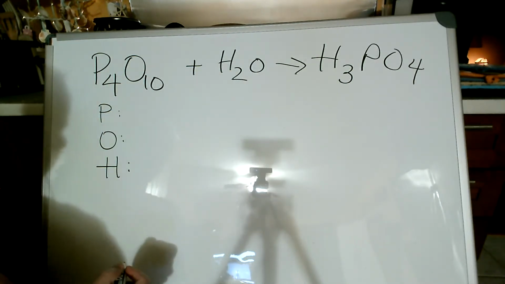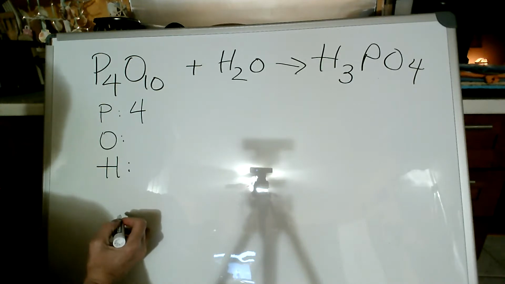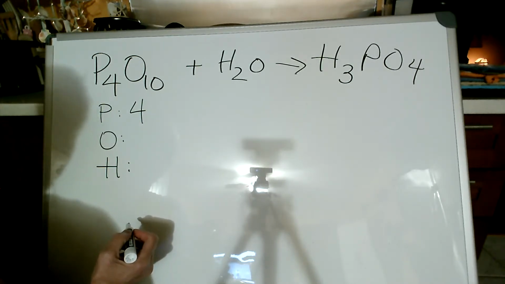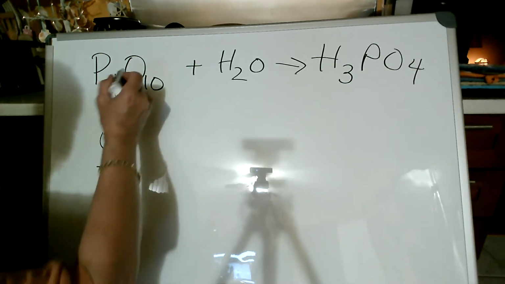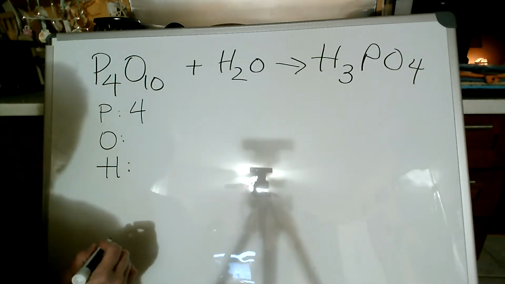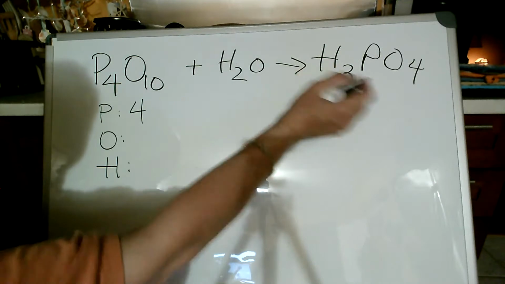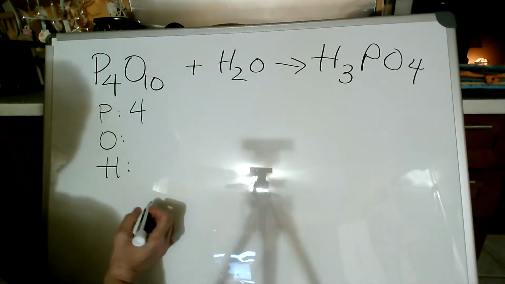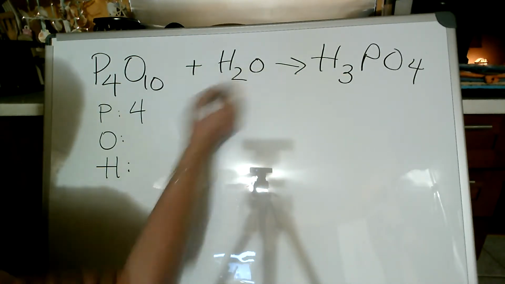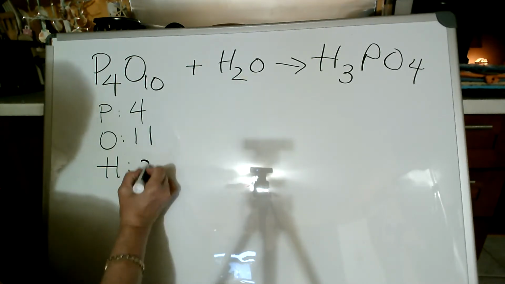The next thing we're going to do is account for how many of each of these atoms we have. Phosphorus, we have 4. Oxygen, you have to be really careful about oxygen. You're going to notice that oxygen appears in every single formula in this reaction. And when it appears in so many different formulas, you have to count it from all the sources that it's present in. So we have 10 and 1, which is 11, and hydrogen is 2.